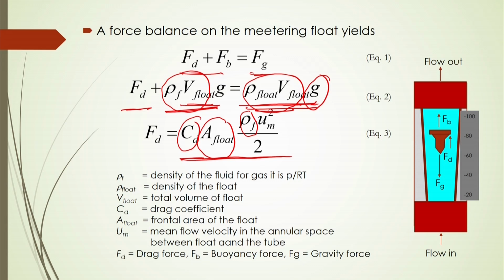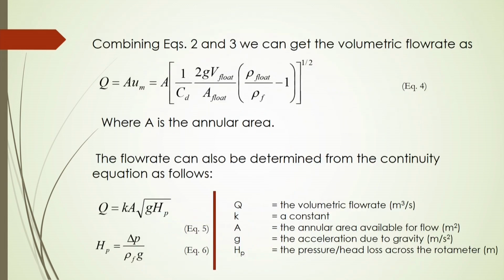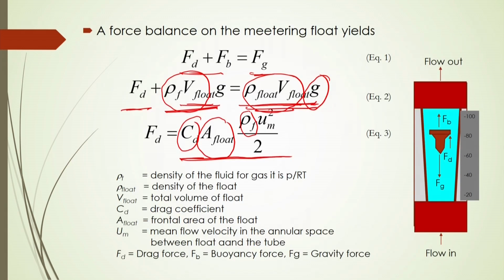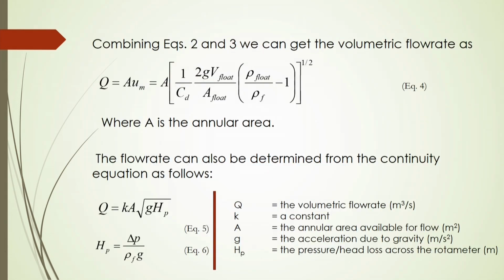And after substitution of all these forces, here drag force and buoyancy force and gravity force, and after simplification you can get the velocity of the fluid from this equation number 3, because this equation number 3 will give you the terms velocity. So, after balancing and the simplification you can get the mean velocity of the fluid, and once you know the mean velocity of the fluid, then you can calculate what will be the discharge or volumetric flow rate of the fluid that is given by this rotameter.